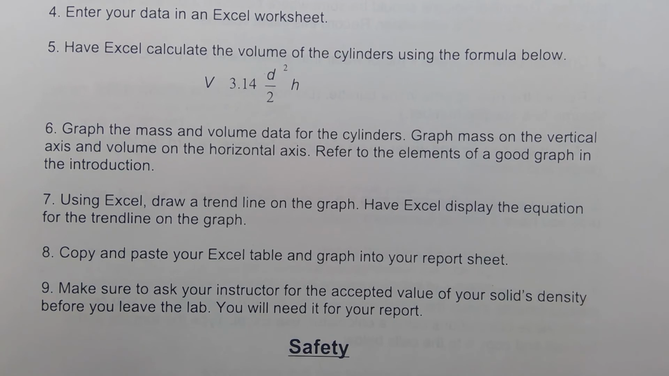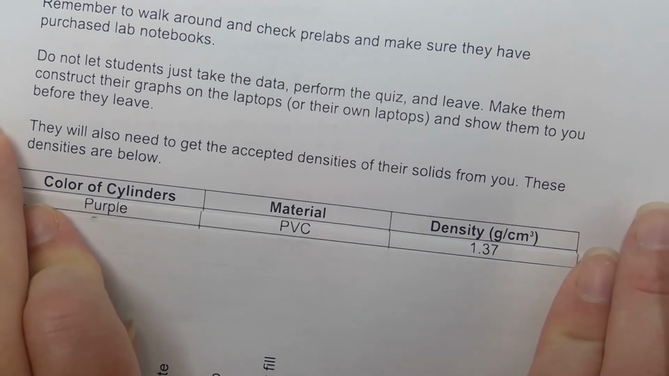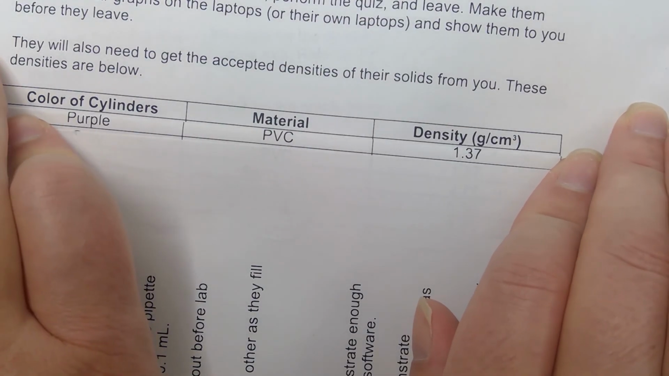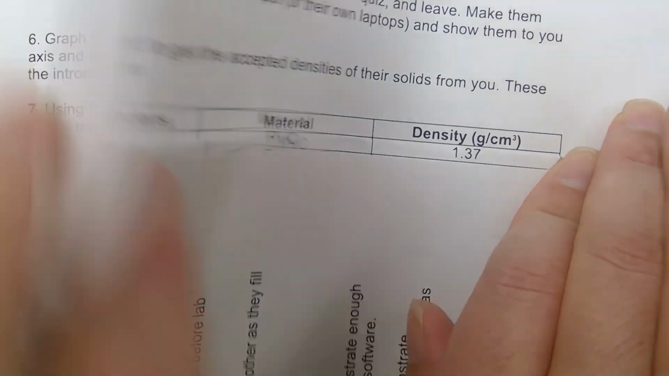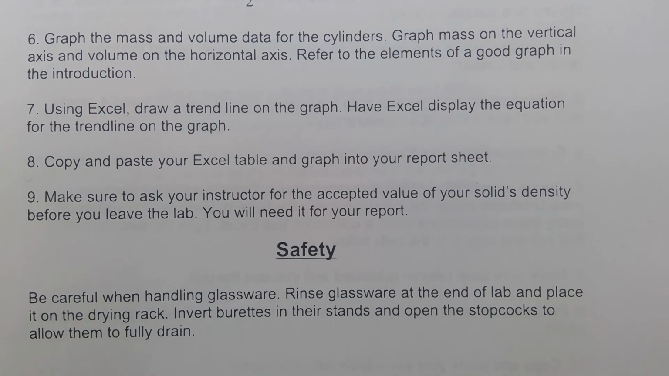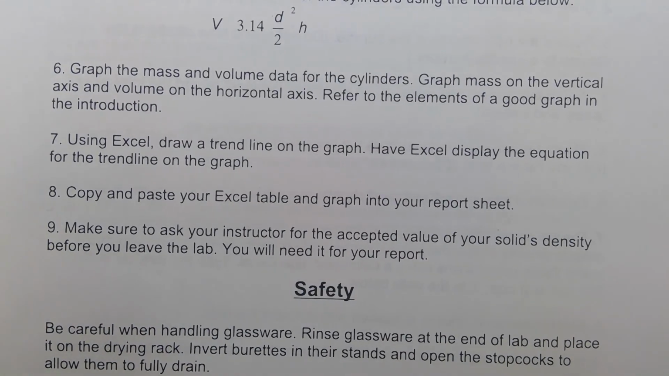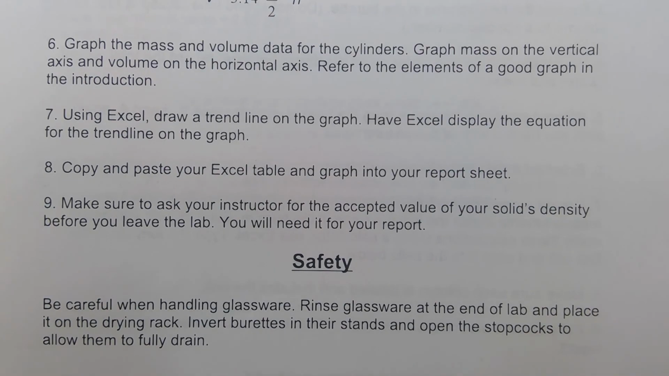And then you'll want to ask the instructor for the accepted values for the density. And let me look that up for the purple set. Alright, so for the purple set, the density is 1.37 grams per cubic centimeter. And so you'll need that for your lab report.